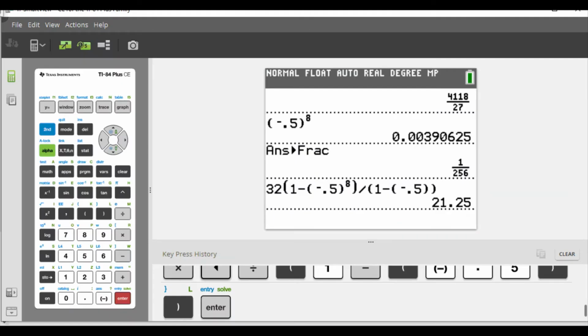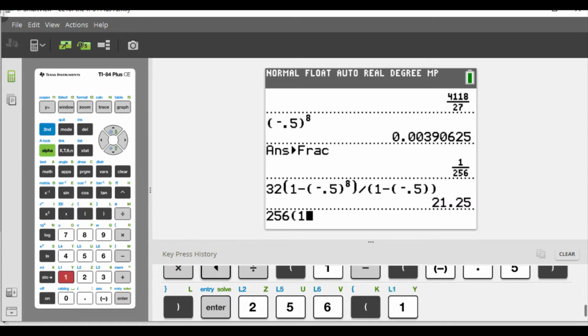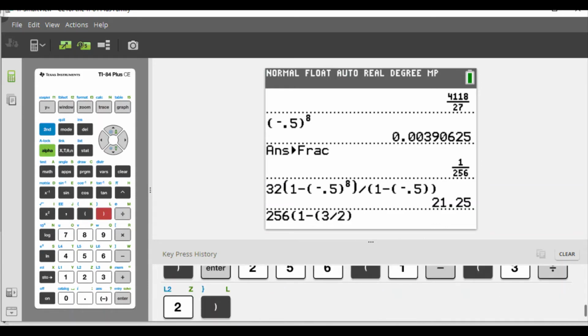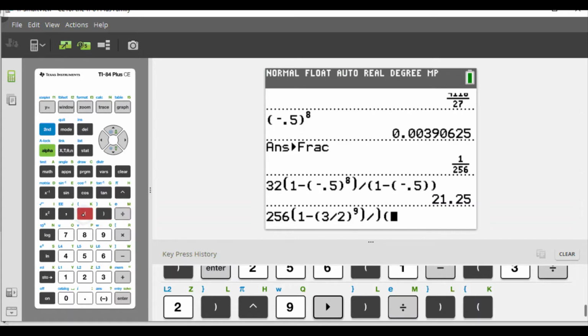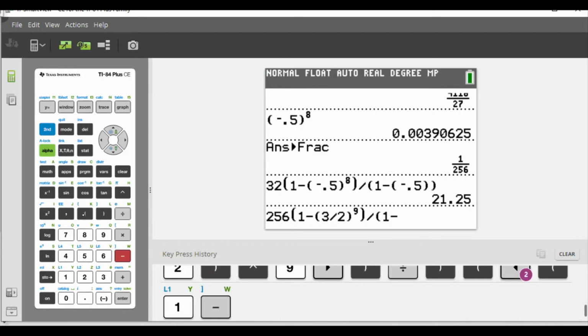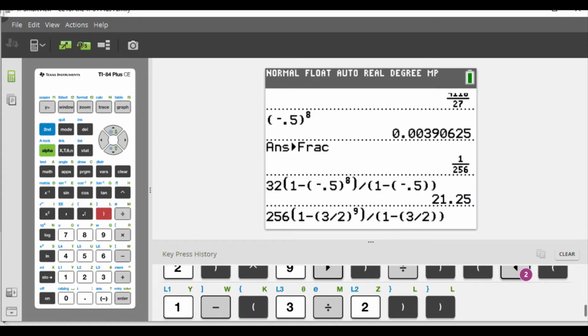We have, in this case, 256 times 1 minus, open parenthesis, 3 divided by 2, close parenthesis, raised to the 9th power. Remember, not the 8th power, but the 9th power. We found that because there are 9 terms altogether in this geometric series. Divide by, open parenthesis, 1 minus, open parenthesis, 3 divided by 2, close parenthesis again.